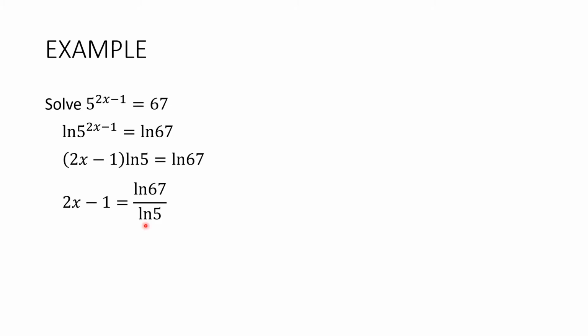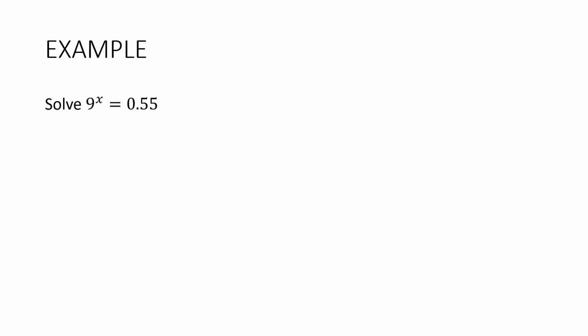And now we're going to work this out. I'm going to keep a couple of decimal places so I don't lose accuracy. So 2.613. Okay, normal equation now to solve. Add 1 to both sides. 2x is equal to 3.613 and then finally divide by 2. And at this point, I'm going to abbreviate to 2 decimal places. So x is approximately equal to 1.81.